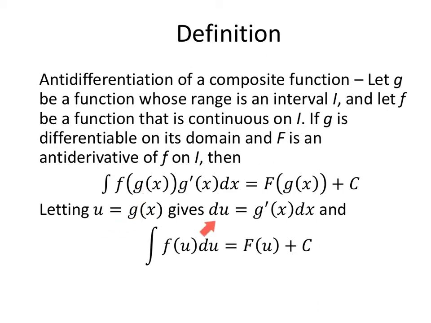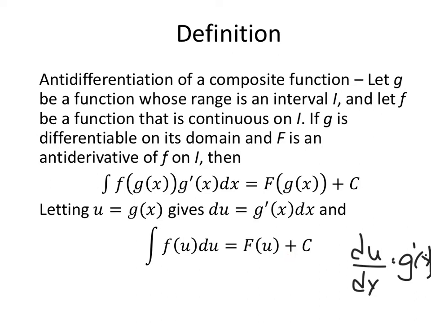Letting u be g of x gives du equals g prime of x dx, and that comes to us from du dx equals g prime of x. Treating these as differentials, I can multiply both sides by dx, and that's how I get this du equals. Previously, I've told you, remember, d dx is an operator. Well, we're looking at it now as a ratio of differentials. So du is g prime of x dx. That means the integral of f of u du equals capital F evaluated at u plus c.